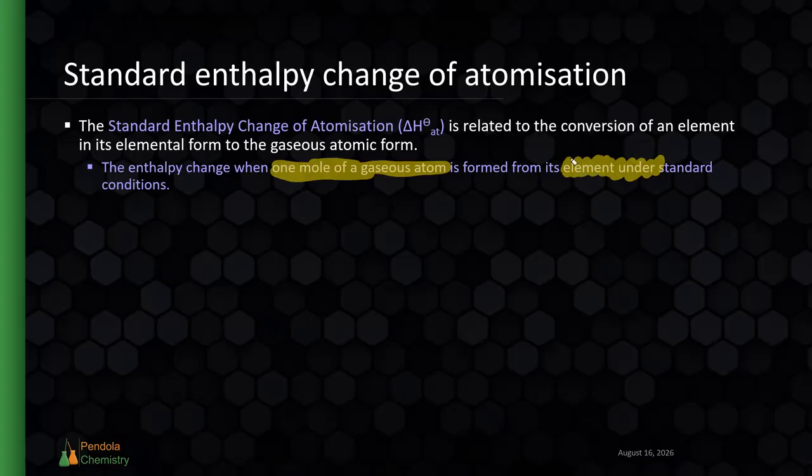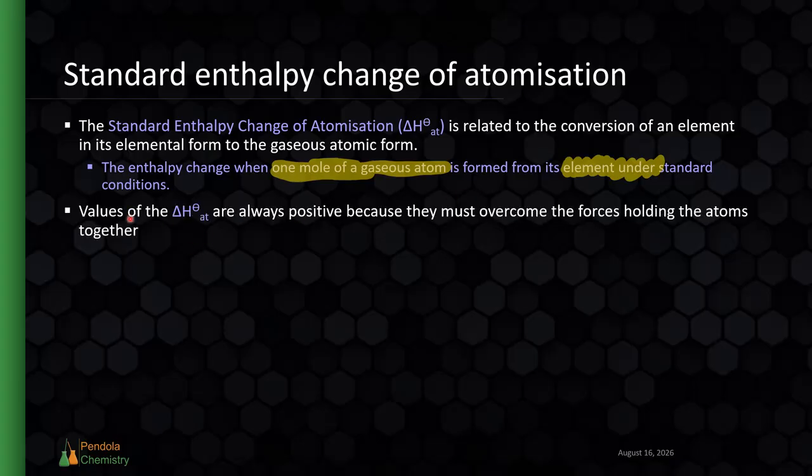So this means the element in its natural form, its elemental form. If we're talking about hydrogen, we'll be talking about H2 gas. If we're talking about bromine, it will be Br2 liquid. If we're talking about sodium, it will be Na solid. So we're going from the element in its elemental form, its standard form, to 1 mole of a gaseous atom of that same element. Those are the two key components of atomization.